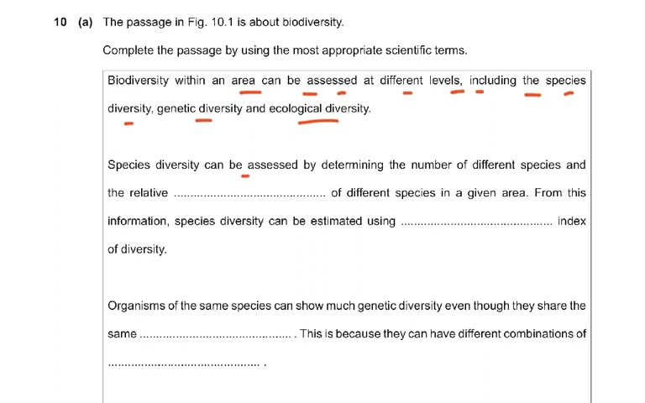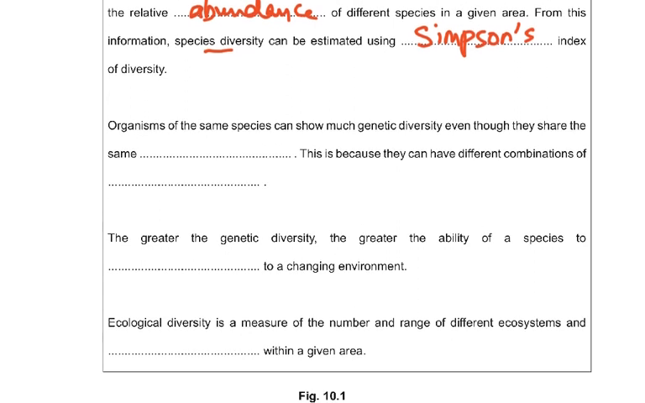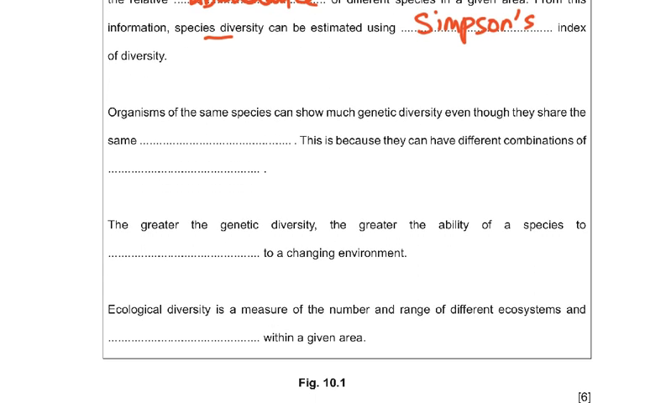Species diversity can be assessed by determining the number of different species and the relative abundance, or you can say numbers, or you can say population size. But of course, the best word is abundance of different species in a given area. From this information, species diversity can be estimated using Simpson's index. I think there's a cartoon on that as well. Simpson's index of diversity.